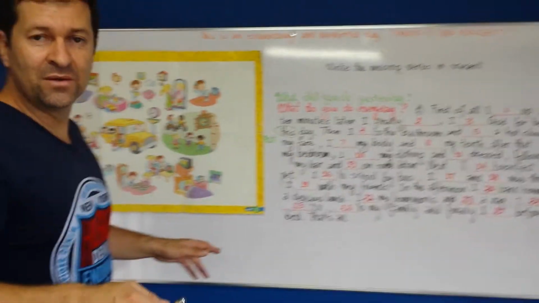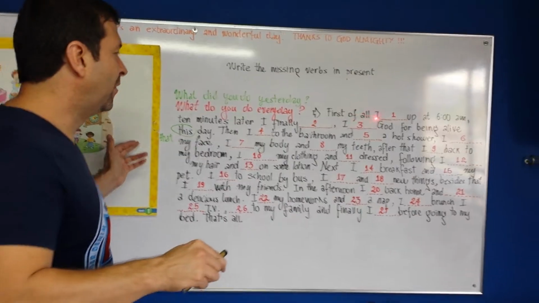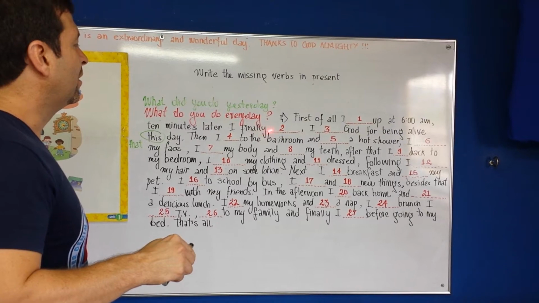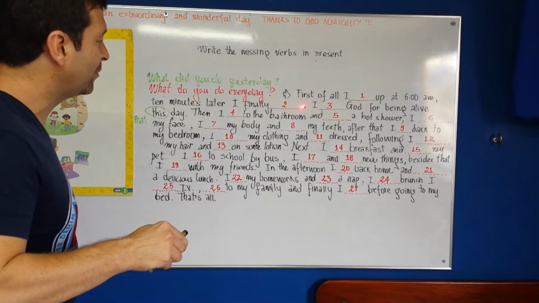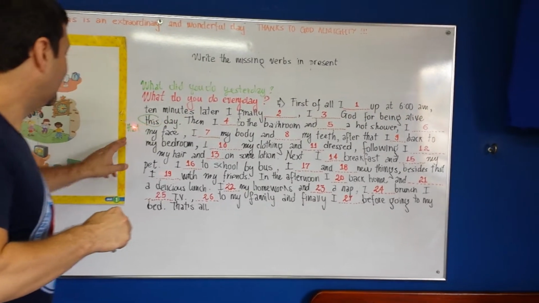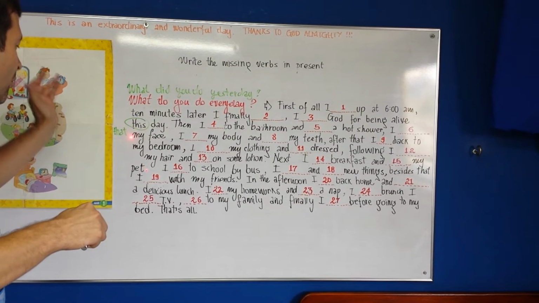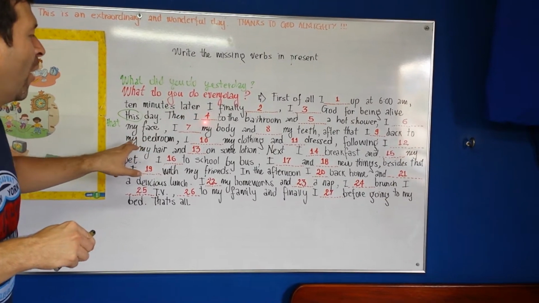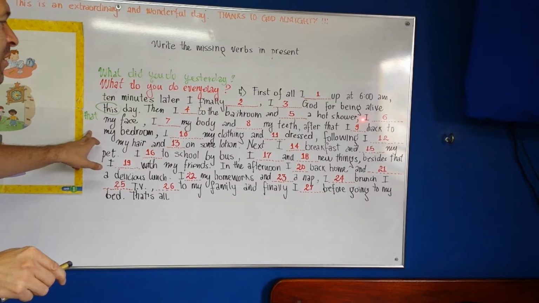Ahora, veámoslo rápidamente en pasado. What did you do yesterday? Okay. First of all, I got up at 6 a.m. 10 minutes later, I woke up at 6 a.m. 10 minutes later, I finally got up. I thanked God for being alive. That day, in this case, I have to change. This day is today. That day is something that already passed or maybe far away in the future. Then I went to the bathroom and I took a hot shower.